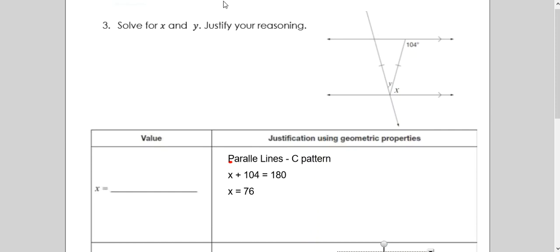So hopefully when looking at this, you saw a C pattern right there. And then I can say, well, C pattern, they have to add up to 180. I can figure out that this is 76 degrees, because these are parallel lines. Okay, now we've got this as 76. The question now is, how do we find y?